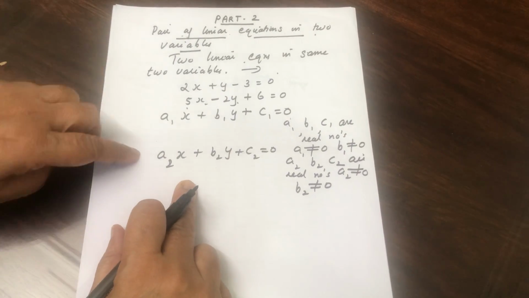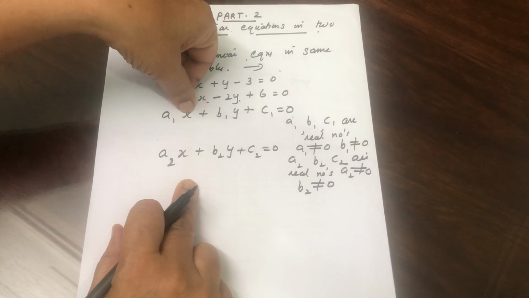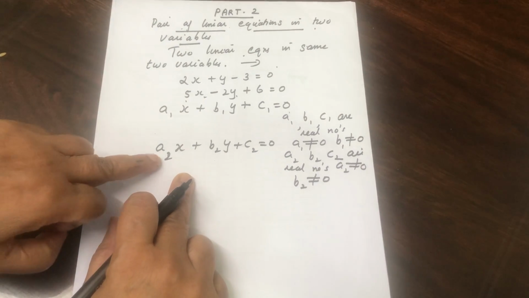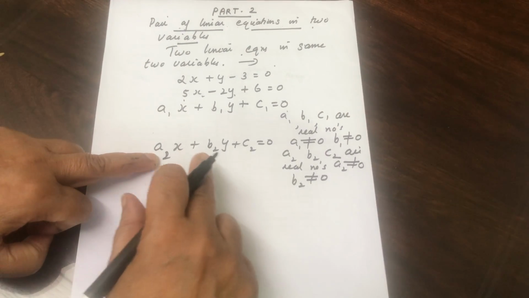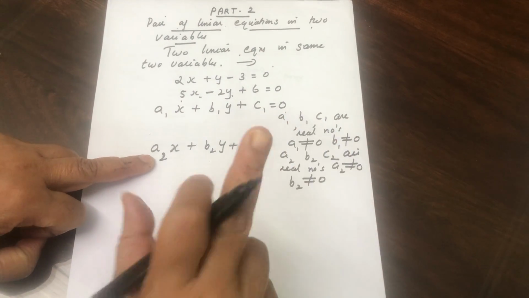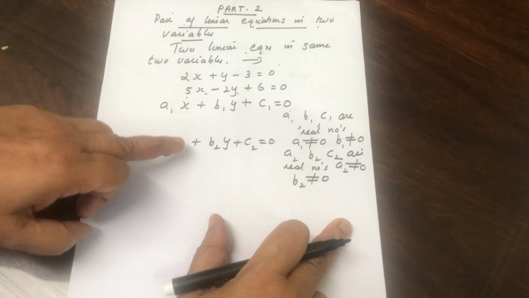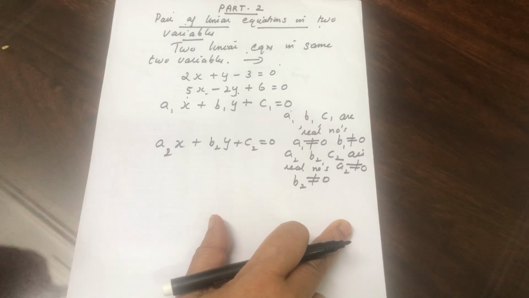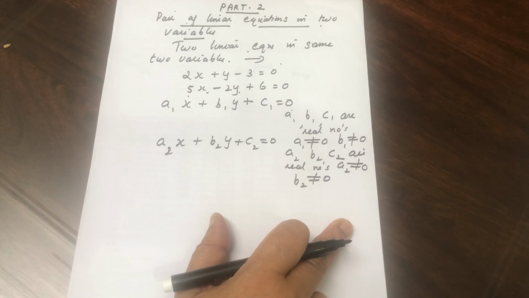So when you draw a graph, this equation gives you a straight line graph, and this one also gives you a straight line, because you know a linear equation in two variables has a straight line graph. So when you are considering a pair of linear equations, you will get two straight line graphs.